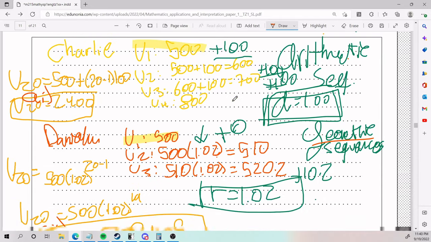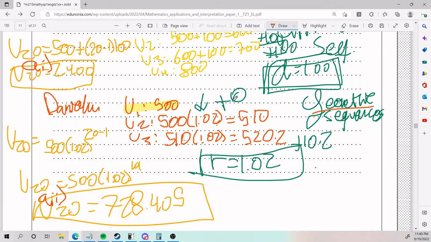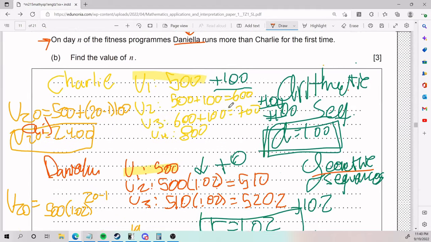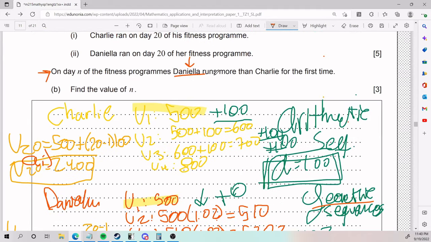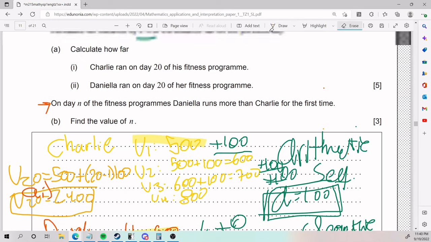So what we have to do here, cierto, is take our formulas for the nth term and have Daniela's be bigger than Charlie's, because that is what it's telling us, cierto? Daniela at some point runs more than Charlie for the first time. So I'll actually do it up here. Maybe it'll make more sense.